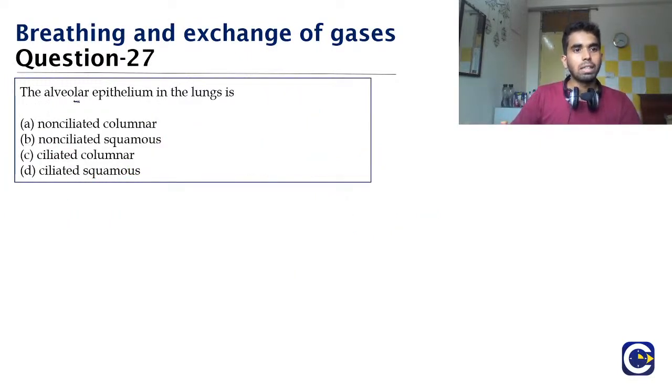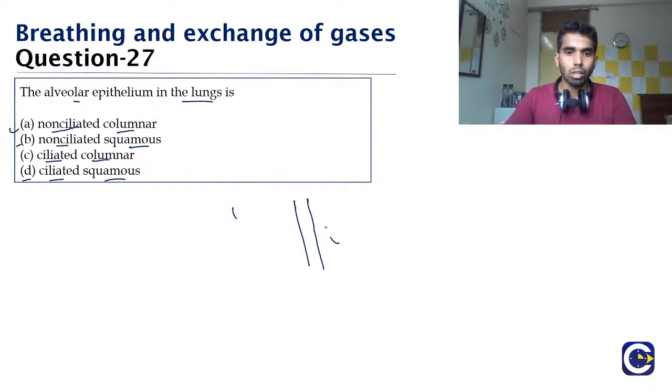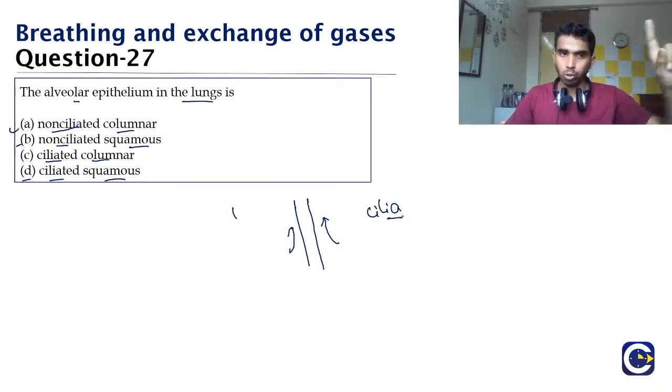The alveolar epithelium in the lungs is. So what is the type of epithelium present in the lungs? Is it option A, non-ciliated columnar? Option B, non-ciliated squamous? Option C, ciliated columnar, and option D, ciliated squamous. So first, anywhere in our body where you want to move things, upwards or downwards, you will need cilia. So if we have to move things anywhere in the body, cilia has to be present.